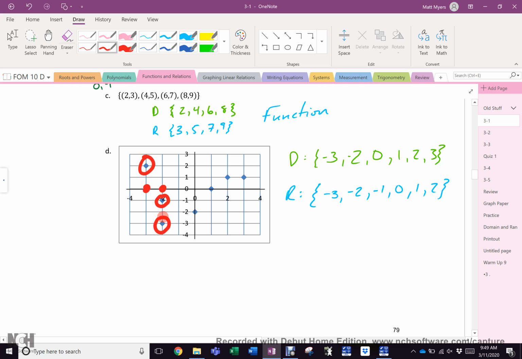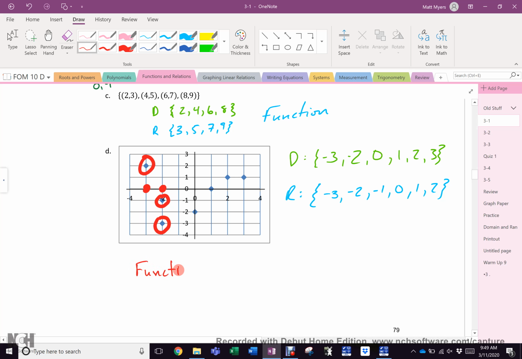No. Because when I say I am at -2 on the x-axis, which of these dots am I thinking of? Can you tell me? No. Because whatever you say, I'm just going to say I'm thinking of the other one, right? Everybody understand? Everybody cool? So, let's remember.